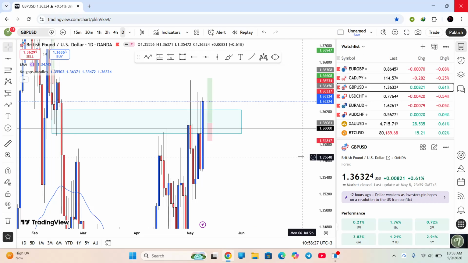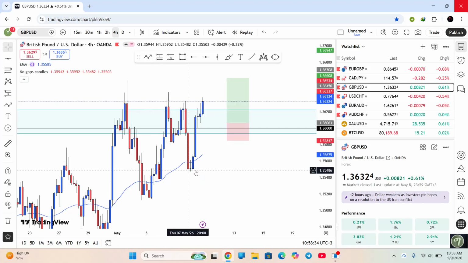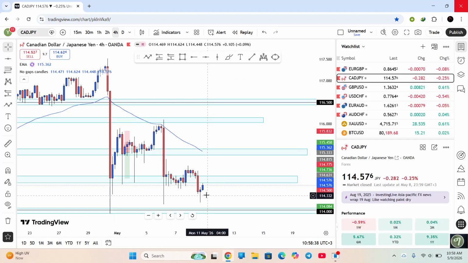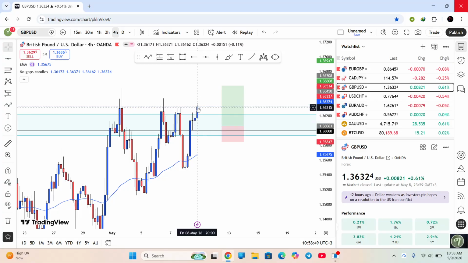How do we know that the weak pullback is done being formed? When the 4-hour gives us the rejection candlestick. In the CAD-JPY case, we were looking for bearish, so we are waiting for some kind of bearish rejection to happen on this resistance level to take the trade to the downside. Now in the GBP/USD case, we are looking for a buy, so after it has the pullback, we are going to wait for some kind of bullish rejection, which is a bullish doji, bullish pin bar, or bullish engulfing, to form on this area, so we can take the trade to the upside.